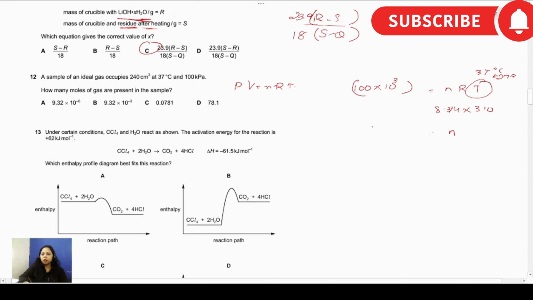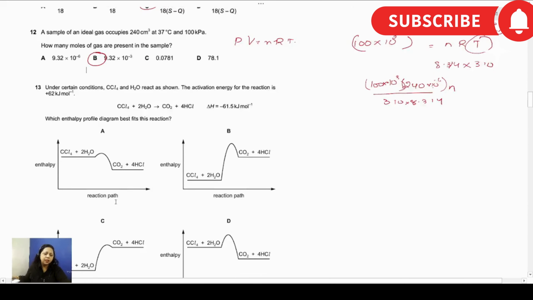So 100 times 10 raised to power 3 times 240 times 10 raised to power minus 6, divided by the temperature, which is 310, and the gas constant, which is 8.314. Just divide it and your answer turns out to be 9.32 times 10 raised to power minus 3.